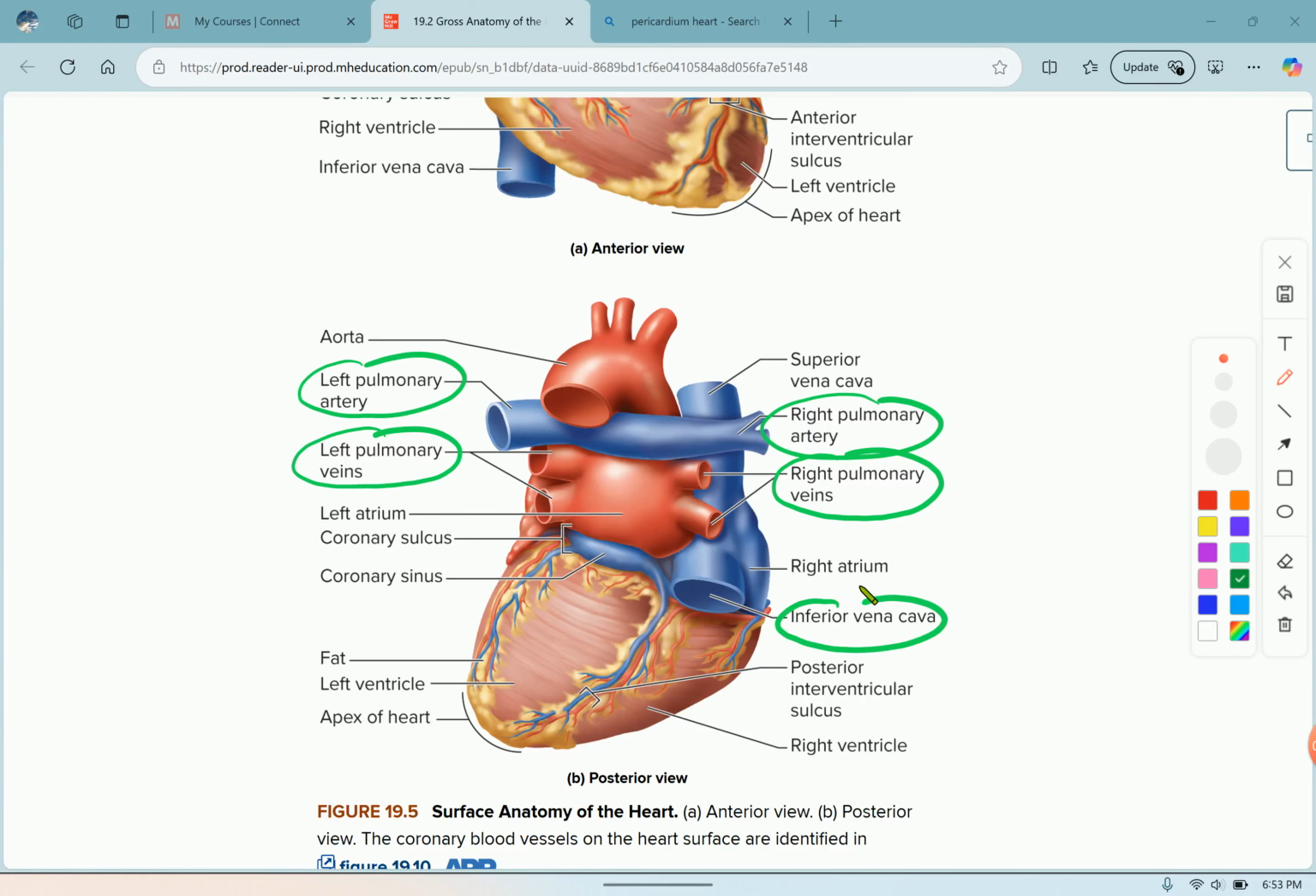Okay, here's the inferior vena cava. This is bringing blood from the body to the heart. And the superior vena cava is bringing blood from the upper extremities and the head and neck. It will all drain into that superior vena cava as it works its way to the heart. Okay, a major blood vessel, the coronary sinus.